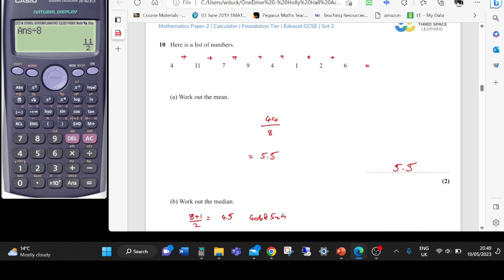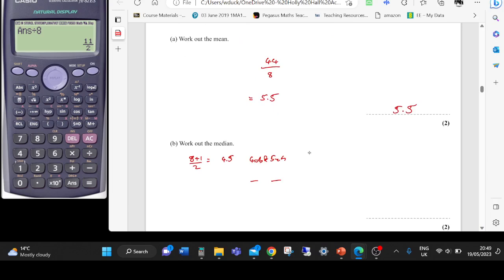So the 4th number, if I go in size order, 1, 2, 3, 4, 5. So the median is going to be 4 plus 6 divided by 2. So 10 divided by 2, so the median would be 5.